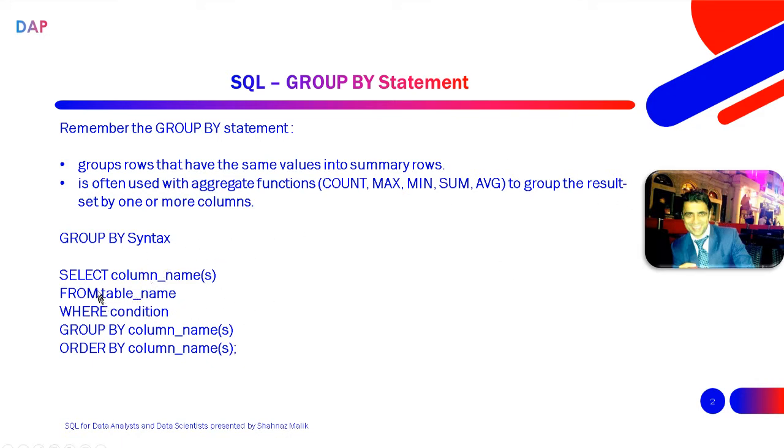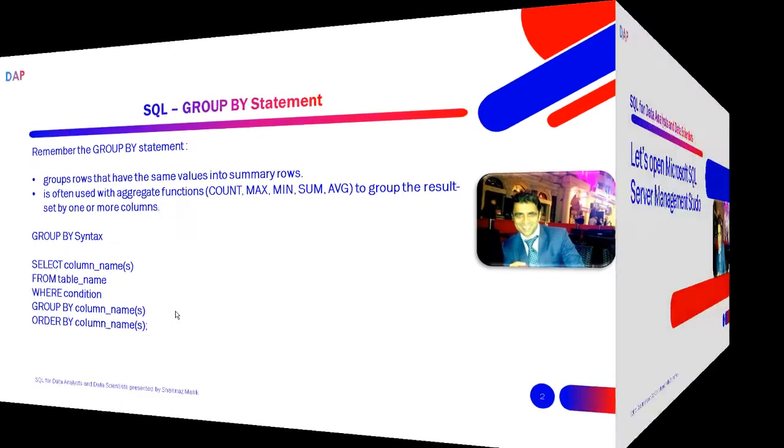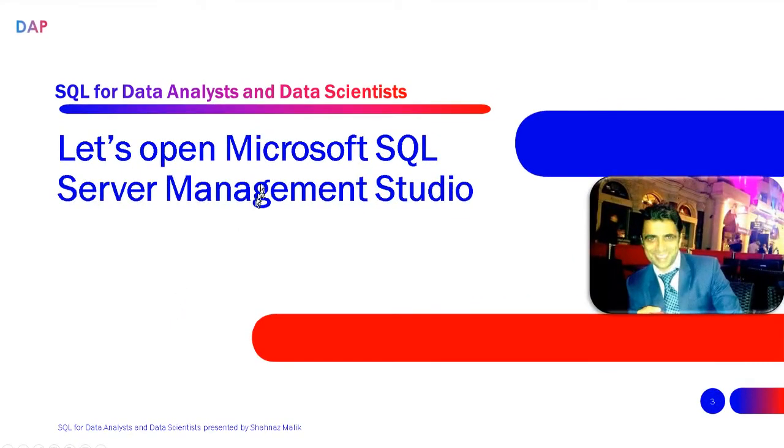All we need to do is select some columns, then show the table name. We can put in a condition if we need to, and then we can have GROUP BY column name, and we can also ORDER BY. But I'm just going to simplify all this and first show you how this GROUP BY statement is used. To make it as simple as possible, let's open our Microsoft SQL Server Management Studio.